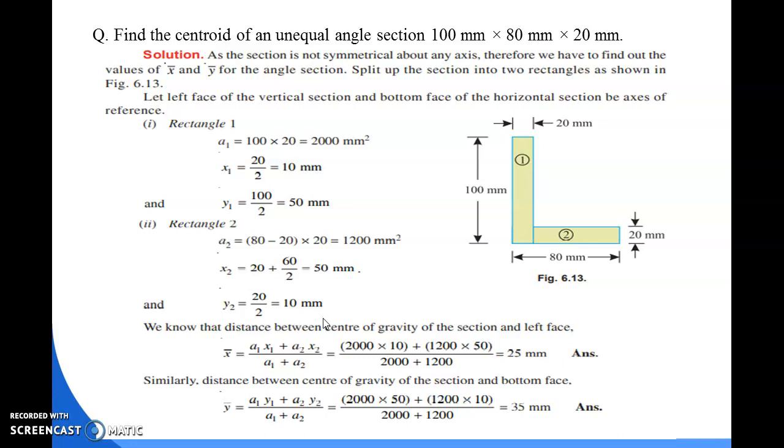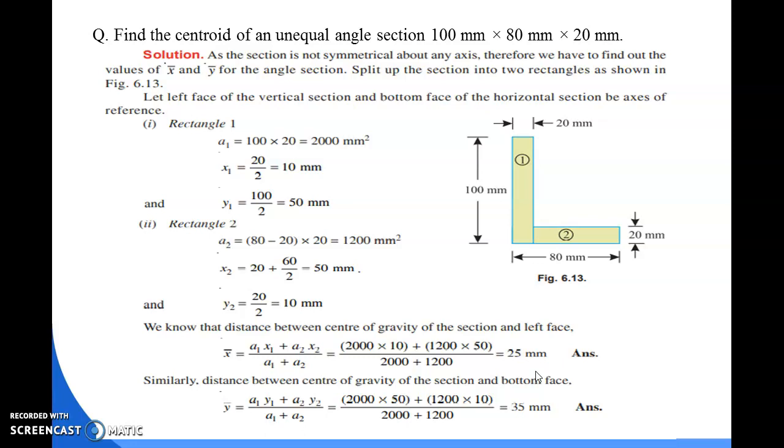So now we can calculate the x bar and y bar values here. For x bar, the formula will be a1 x1 plus a2 x2 divided by a1 plus a2. Hence, by putting all the values, we have 25 mm. So according to the unequal angle section, the value of center of gravity along the x-axis is equal to 25 mm.